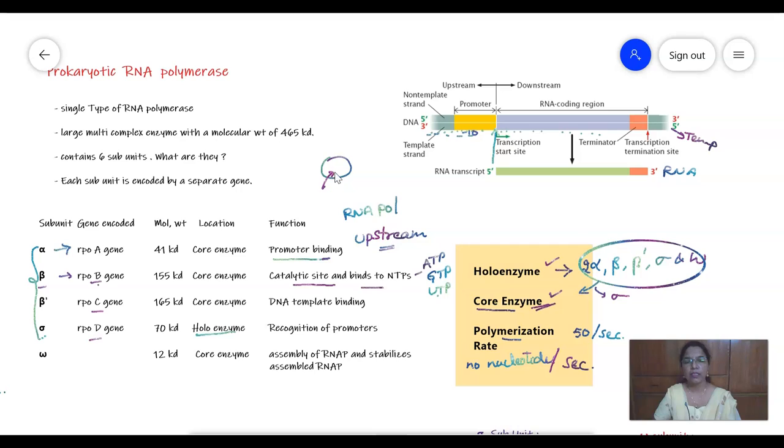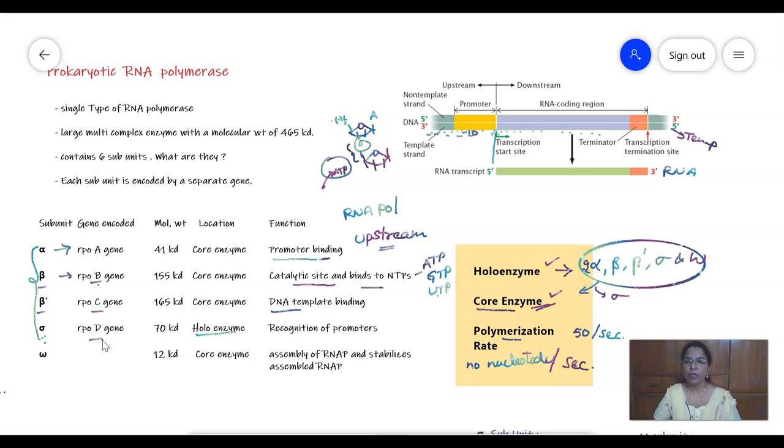All these nucleotides are present in the vicinity, and the beta subunit recognizes and binds to the specific nucleotides and catalyzes the formation of the phosphodiester bond. A phosphodiester bond is formed between, imagine if this is the first nucleotide, and this is the second nucleotide. This formation of the phosphodiester bond is done by the beta subunit, and the beta prime subunit binds to the DNA template strand and facilitates the catalysis.